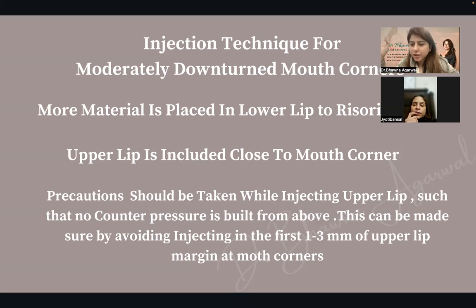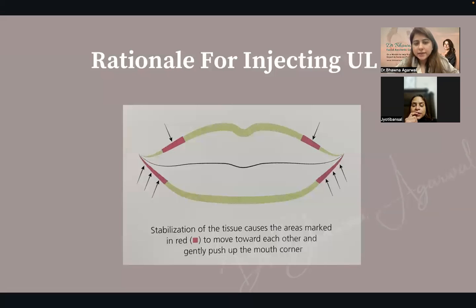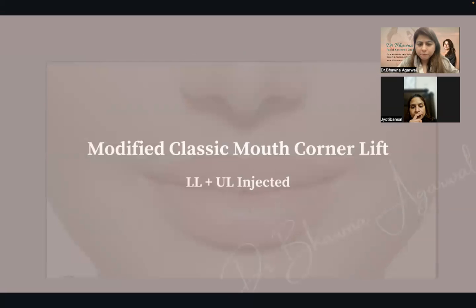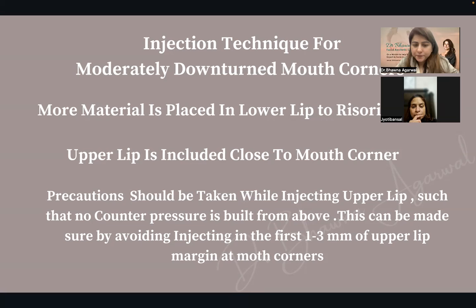Upper lip, got it? We are not touching in this. Now, then there is another technique which is modified. In this, the upper lip is also injected. So this is for moderate downturn. The earlier one was mild downturn. This is for moderate downturn.